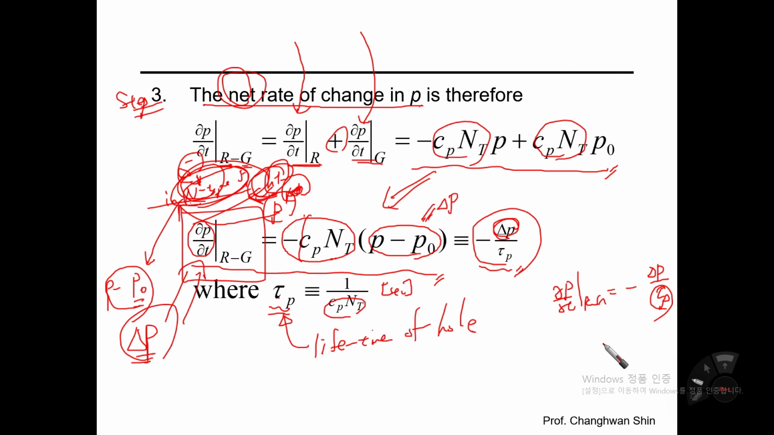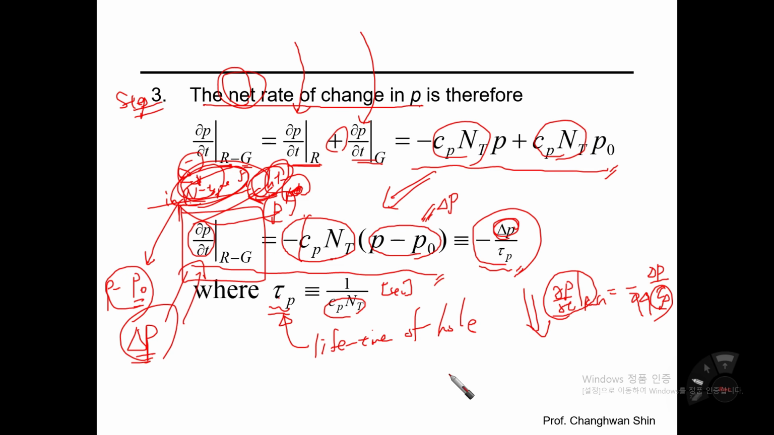So here tau p means lifetime. If hole lifetime is very long, this recombination rate would be slower and slower. In other words, the holes injected into the n-type material would live longer because their lifetime is long enough. Even though there are a bunch of electrons in the n-type material, the injected holes can still be alive for a certain long time.